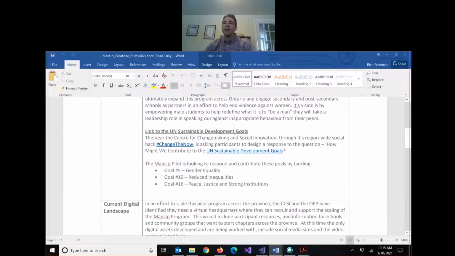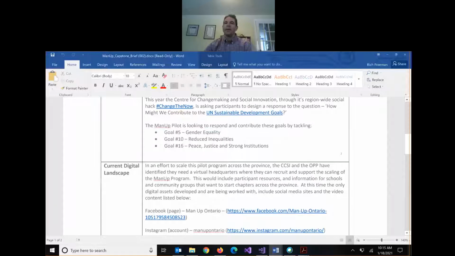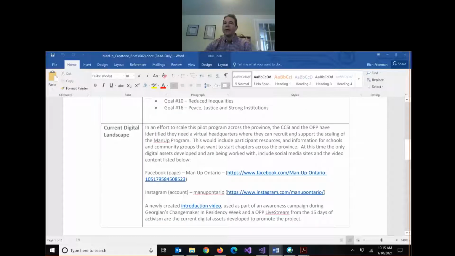It's also linked to the United Nations Sustainable Development Goals, particularly gender equality, reducing inequalities, and having peaceful and strong institutions. What they're looking for is to scale the project digitally across the province. They don't really have much of a web presence other than a Facebook page and Instagram. So they have no way to reach other people who aren't using Facebook or Instagram.